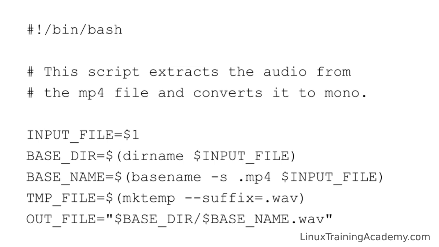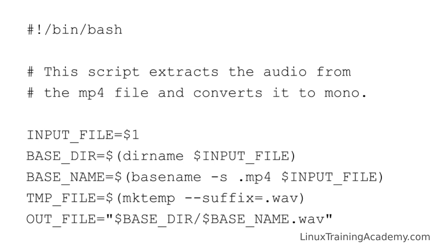See, I start this script with a shebang, a brief description of what it does, and then I start defining my variables. The input file is $1, which is what we pass in on the command line. I use the dirname command to extract the directory portion of the input file, and this way I can use that directory later on in the script. The basename command does the opposite of the dirname command, which is it returns the name of just the file without a path. The -s option in this case just removes the .mp4 suffix.